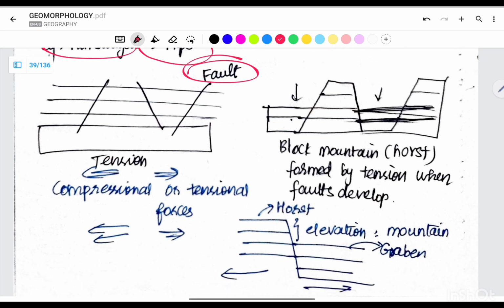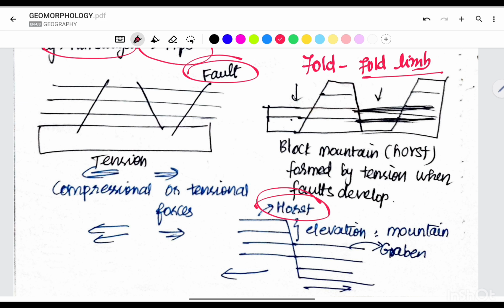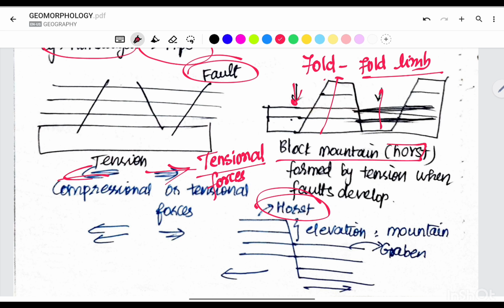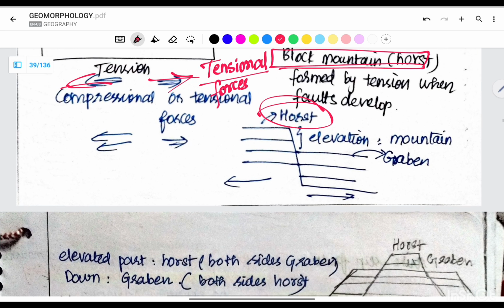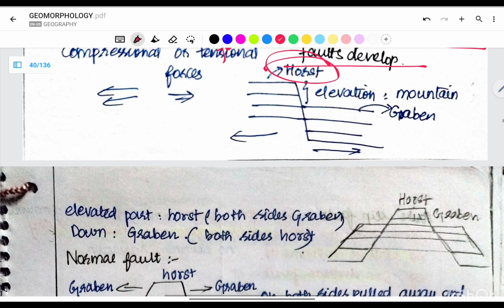Now, in the fold we have the anticline and syncline, along with the limbs, whereas in the fault we have the horst and graben. Because of the tensional forces acting in the block mountain, faulting results in the formation of block mountains, formed by tension when the fault develops.